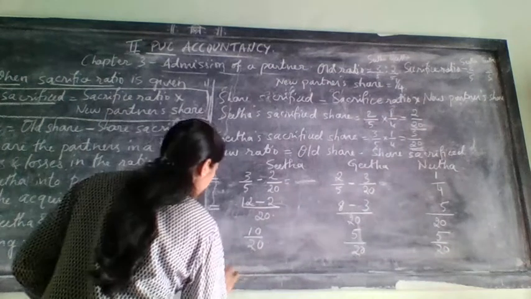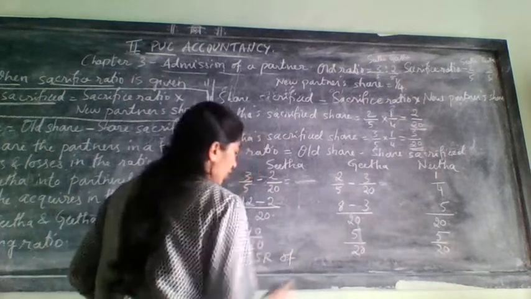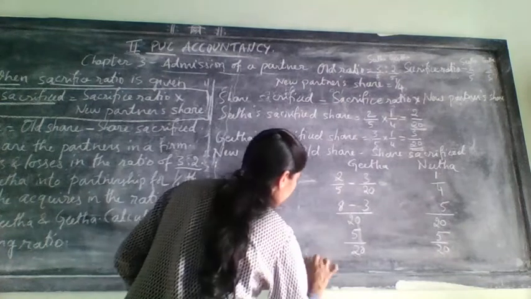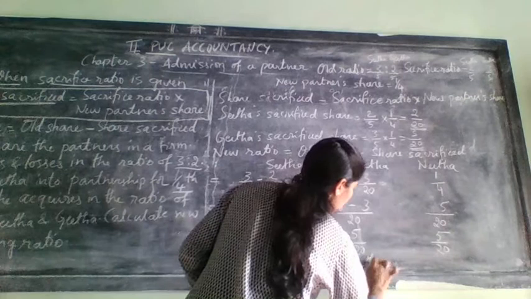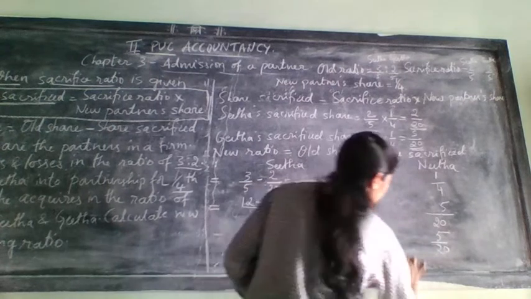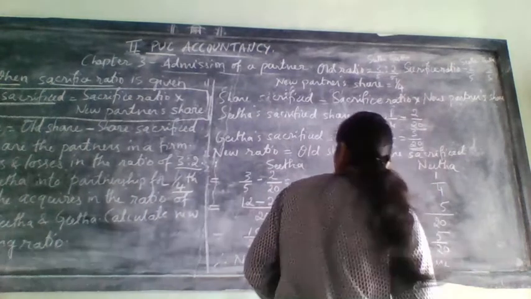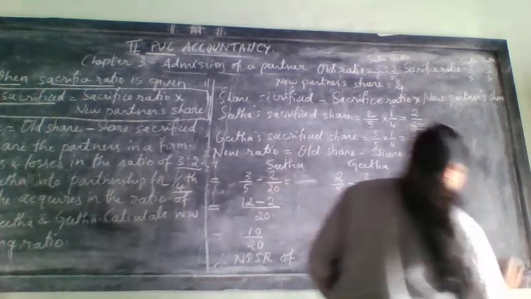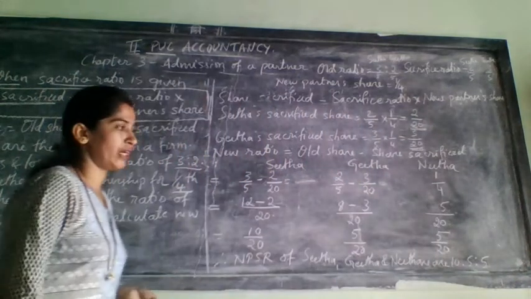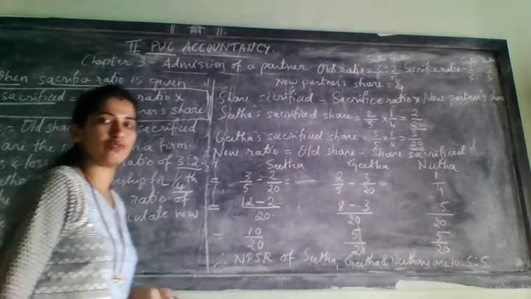Therefore, NPSR of Sita, Geeta and Neeta are 10:5:5. Is it possible to write it in a simplified form?